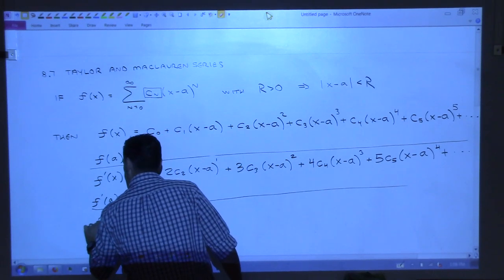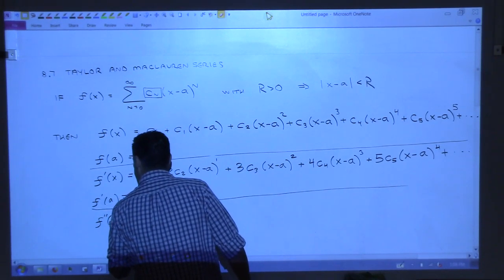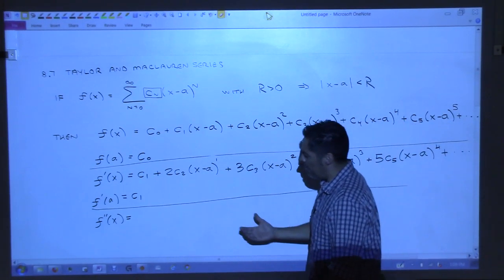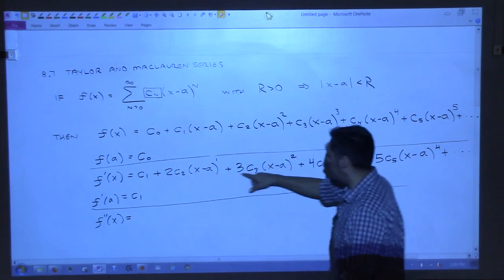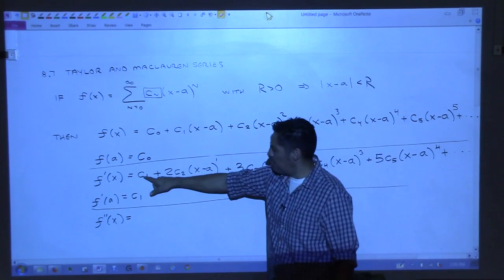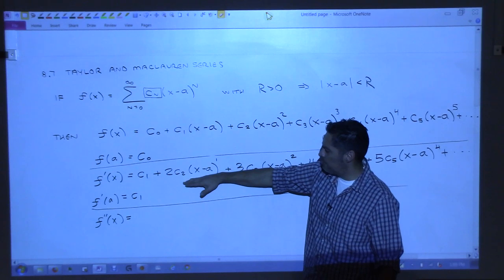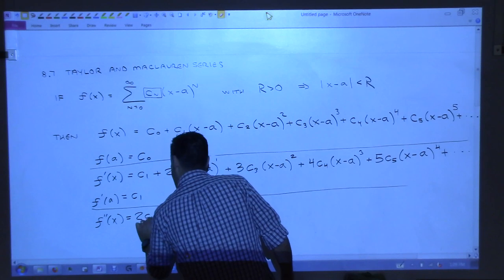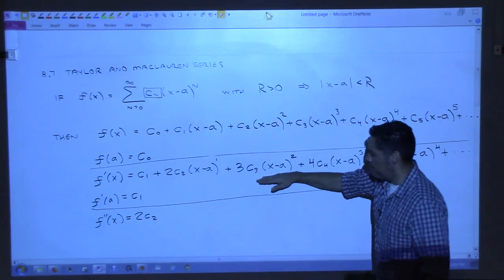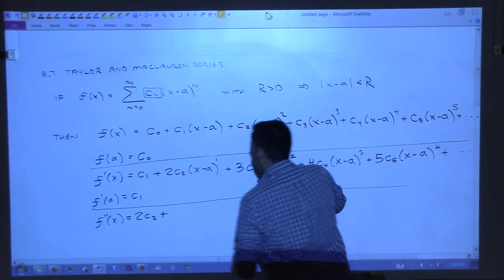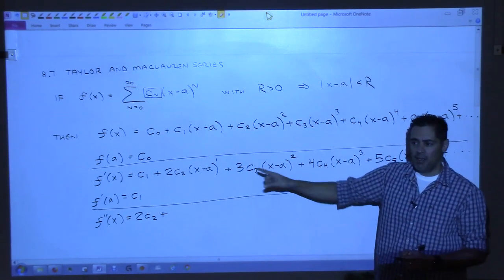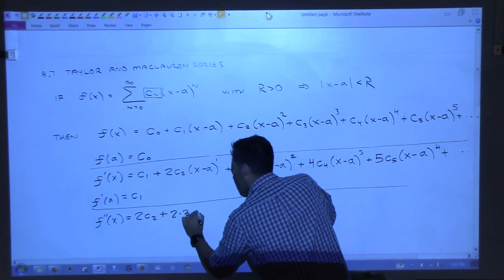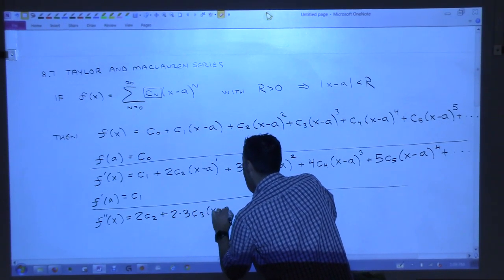Okay, so let's do our second derivative. What's the second derivative of the function? Something very unique is about to happen, and we're going to hopefully establish a pattern. I'm taking derivative of this, right? So derivative of C1 is gone. What's the derivative of this? 2C2, right? And then derivative of this one. So plus 6, right? Because the 2 comes out. I'm not going to write 6, though. I'm going to write 2 times 3, C sub 3, x minus a to the first power.